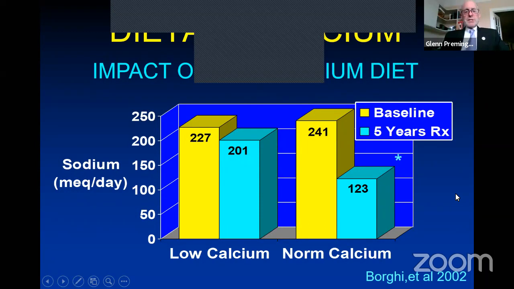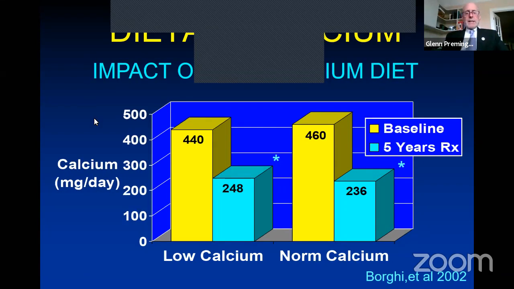If you followed these patients for 5 years, you found that the patients placed on the low calcium but normal sodium diet had no significant change in their urinary sodium, but the patients on the normal calcium, low sodium, low protein diet had a significant reduction in their urinary sodium excretion. The patients placed on the low calcium diet also had a significant reduction in their urinary calcium. But again, since low sodium impacts urinary calcium excretion, those patients placed on the normal calcium, low sodium diet had a similar reduction in their urinary calcium.